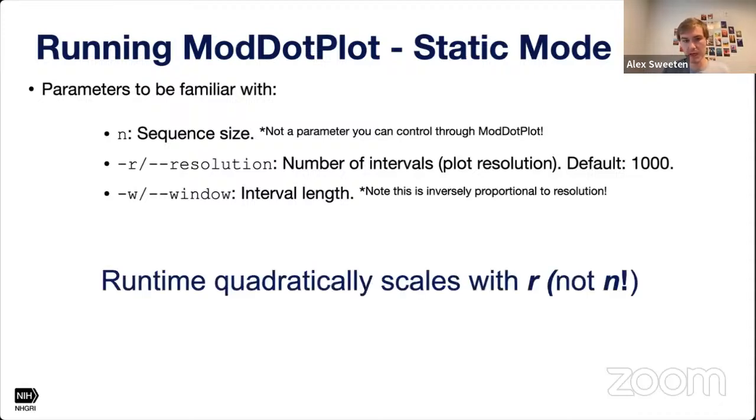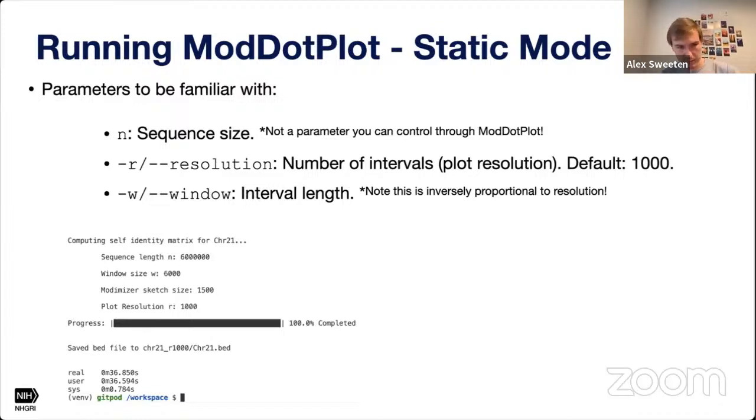One important thing to keep in mind is that with ModDotPlot, your runtime is going to scale quadratically with the resolution, not with the sequence size. This is sort of the main difference between ModDotPlot and StainedGlass, where StainedGlass scales with the size of the genome. But aside from some overhead of counting k-mers, the runtime of ModDotPlot is really going to only matter with your resolution size.